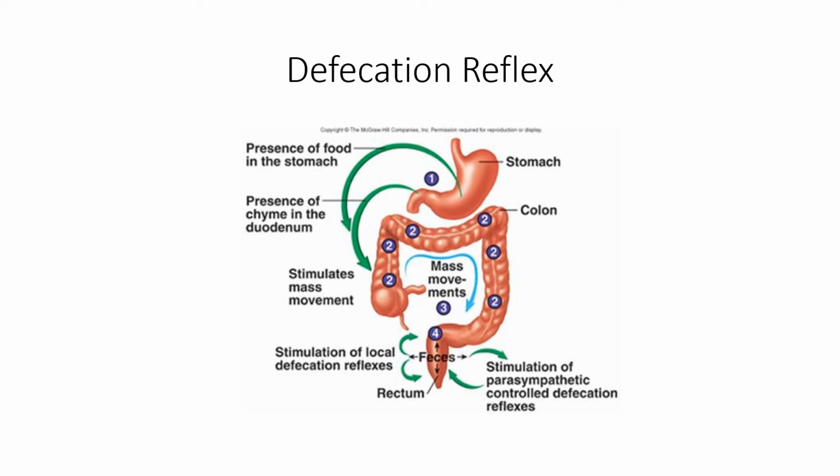So a mass movement will help to initiate this reflex, because what we're looking for is the rectum to fill with feces. So you notice here that the presence of food in the stomach and the presence of chyme in the duodenum stimulates a mass movement. That's a mass wave of peristalsis that moves across the entire length of the large intestine. Once these feces fill the rectum, then we actually feel the urge to have a bowel movement.